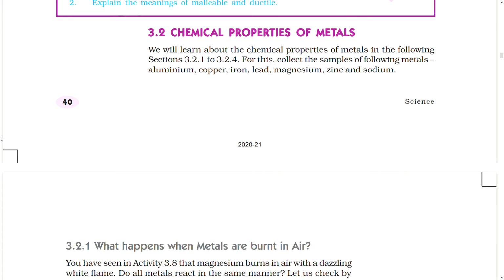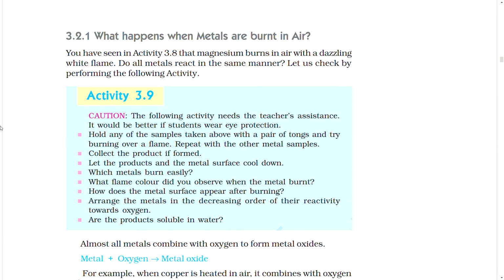Chemical properties of metals. We will learn about the chemical properties of metals in the following section. For this, collect samples of the following metals: aluminium, copper, iron, lead, magnesium, zinc, and sodium. What happens when metals are burnt in air? You have seen in the activity that magnesium burns in air with a dazzling white flame. Do all metals react in the same manner? Let us check by performing the following activity.